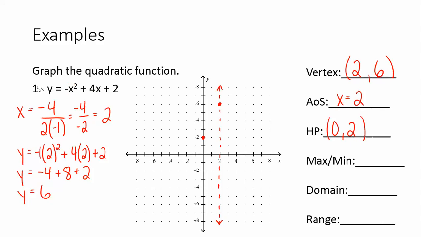The only time you can't pick 0 as a helper point is if it's your vertex or your axis of symmetry goes through it. So then what we can do is, if you remember that the axis of symmetry actually splits a parabola into 2 symmetrical halves. So if we have this point at 0, 2, we're also going to have the mirror image of that point at 4, 2.